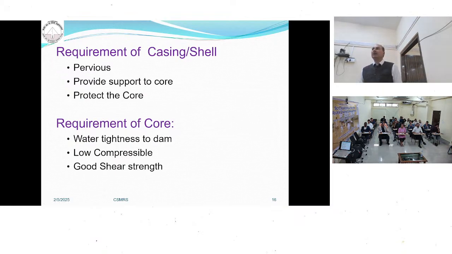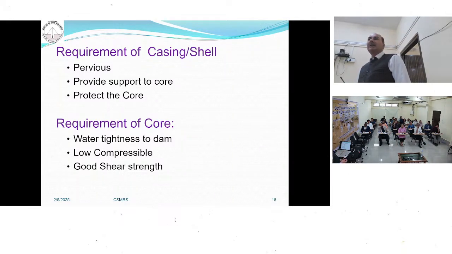So let's talk about what the requirements are. Suppose you have an embankment dam project and you are going to construct it. So what are the requirements that you need? In the case of the casing or shell, what is the material requirement? It should be pervious. What is the advantage of being pervious? Anybody?